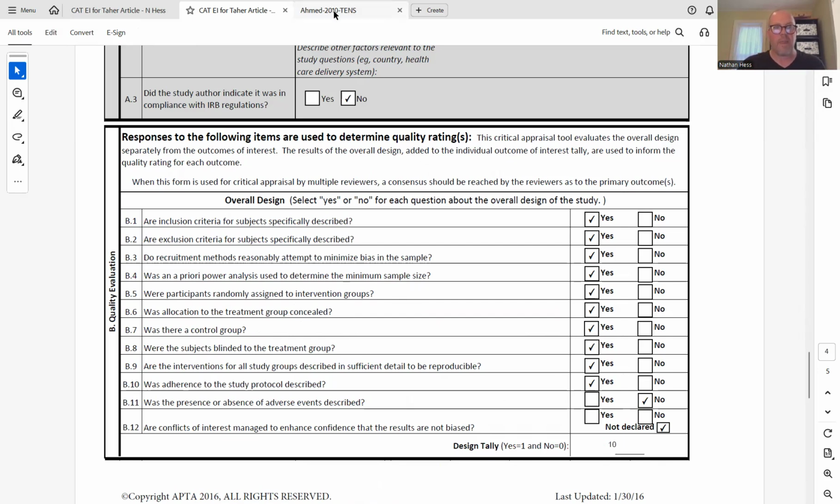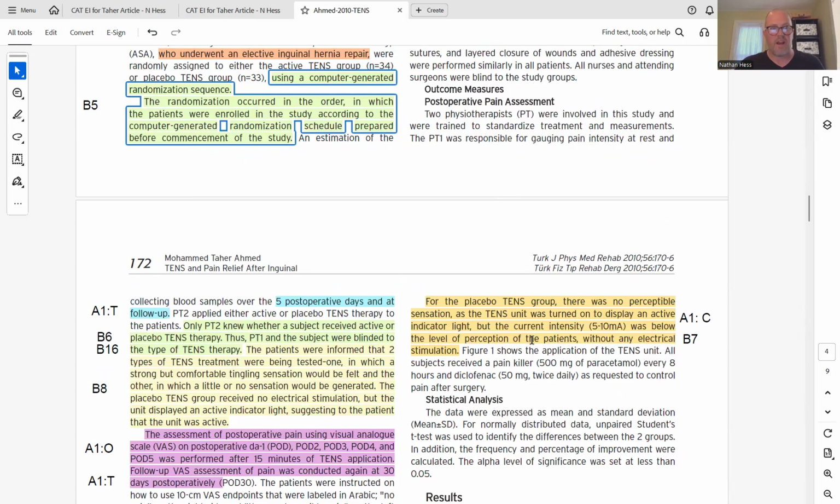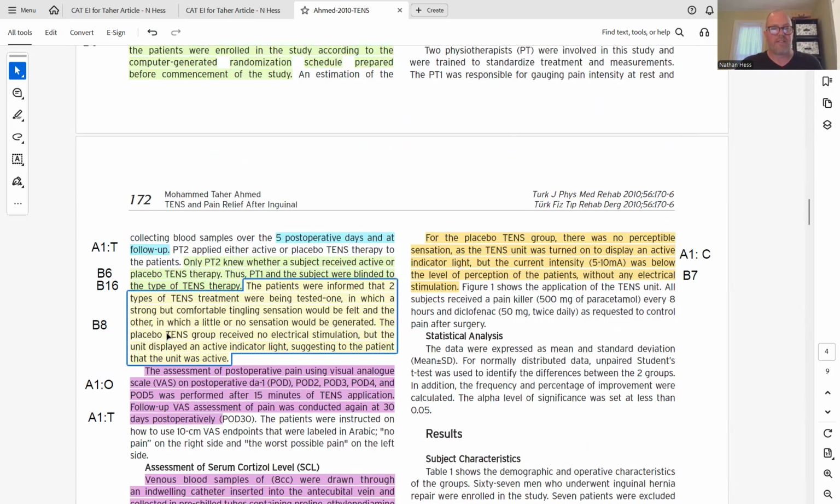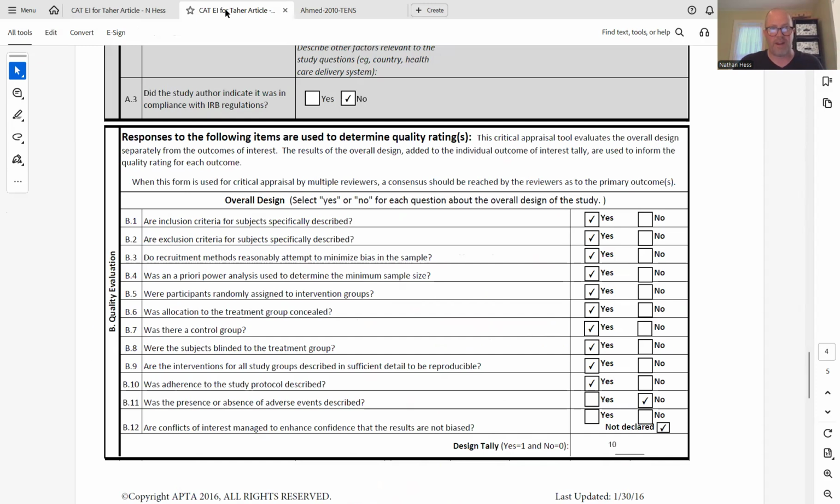If you read, let's see, this is B8. If you read here, it said that the patients were informed that two types of TENS treatment were being tested, one in which a strong but comfortable tingling sensation would be felt, and the other in which little or no sensation would be generated. The placebo TENS group received no electrical stimulation, but the unit displayed an active indicator light suggesting to the patient that the unit was active. They wanted them to think they were getting TENS, even though they weren't actually getting it. So that's a good definition of what a placebo means.